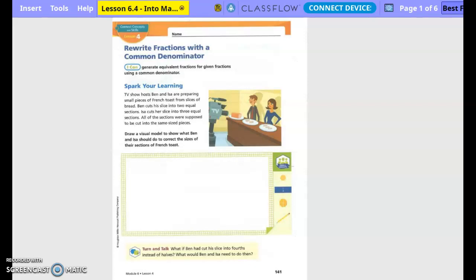Fifth grade math lesson 6.4. Rewrite fractions with a common denominator. I can generate equivalent fractions for given fractions using a common denominator.